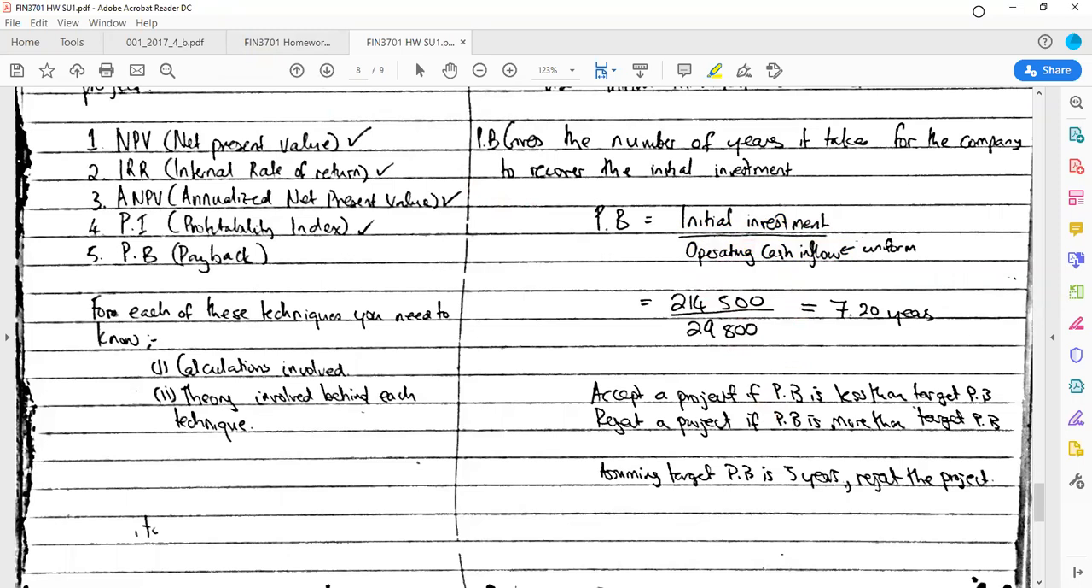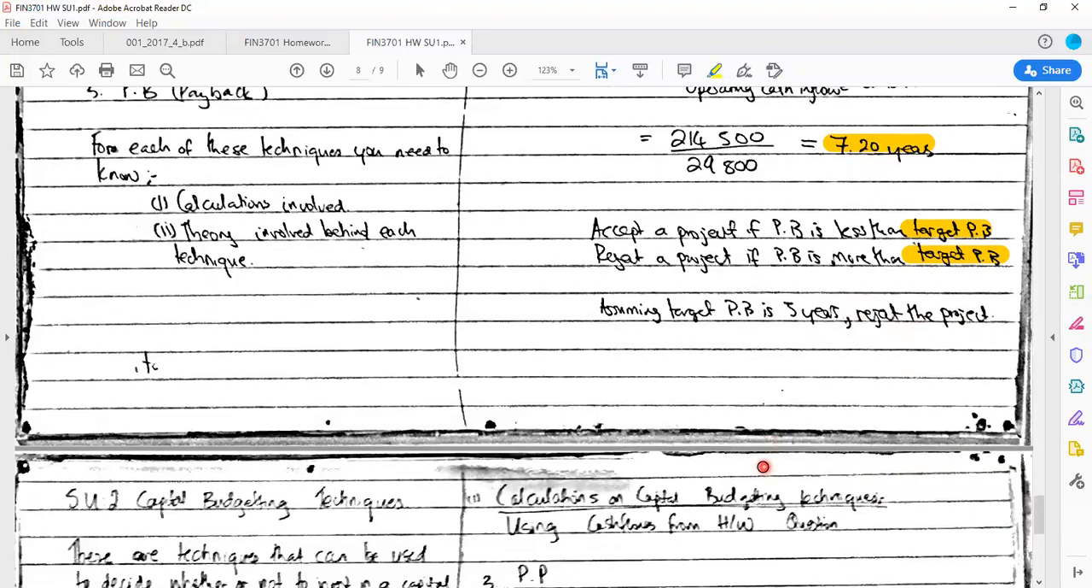And then with the payback, we accept a project if the payback is less than the target payback. So a company will usually have a target payback, and we accept a project if the payback we calculate is less than what the company is targeting, and we reject a project if the payback we calculate is more than the target payback. So if we assume, for example, in this question that the target payback is 5 years, we would reject the project because the payback that we calculated is more than the target payback, right?